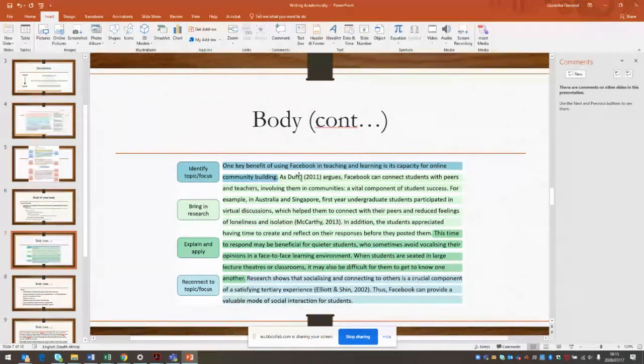Okay, so bring in your idea, substantiate it with research and an example, explain it, apply it to your research, and then finish it off with your concluding sentence about why you believe that it is beneficial.